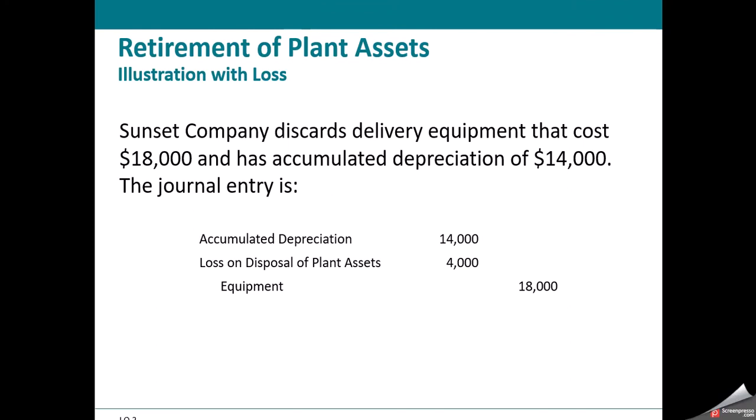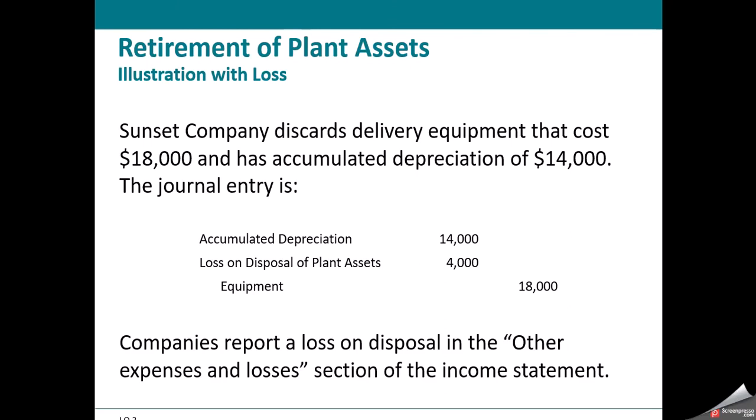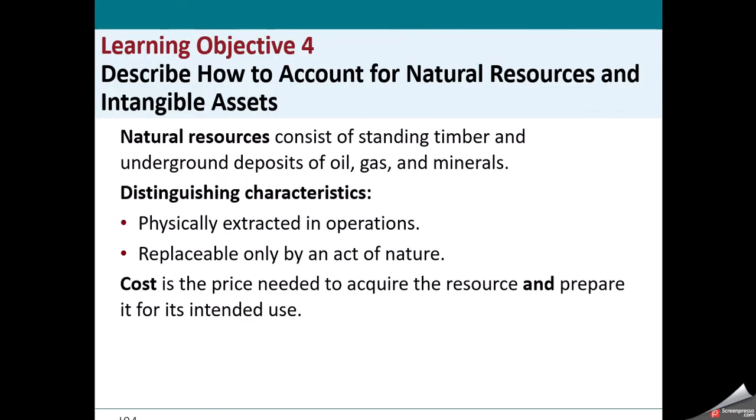Okay, then we have one now that we're pitching that we actually lost money on. It was not fully depreciated. So the equipment is $18,000. We've only depreciated $14,000. So then we're going to have a loss on the disposal of $4,000. And those, the gains and losses go in the other expenses and losses section of the income statement.